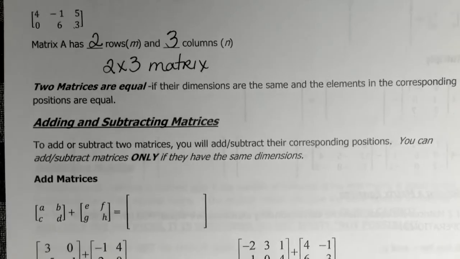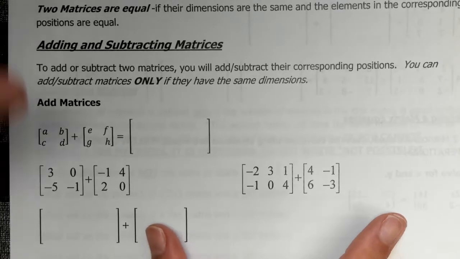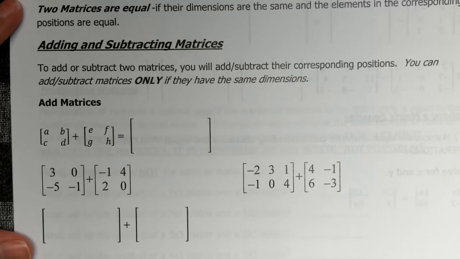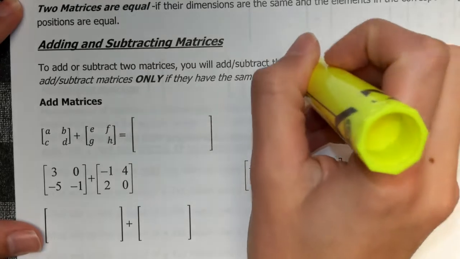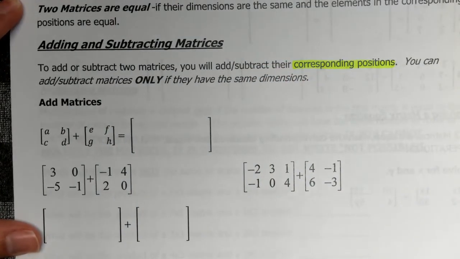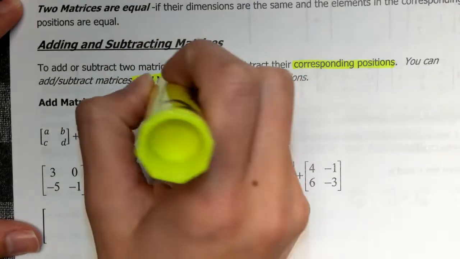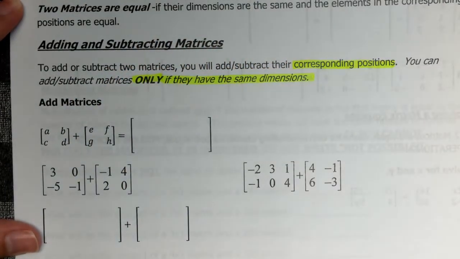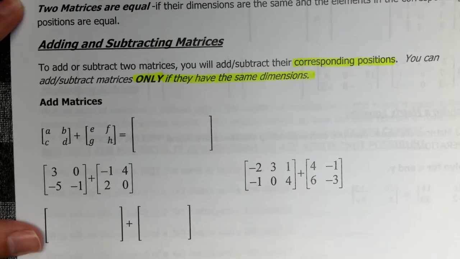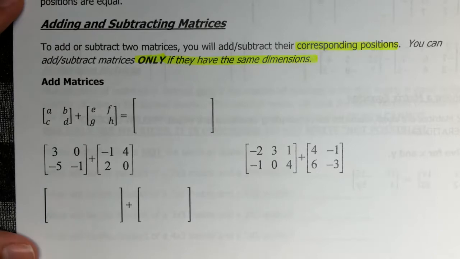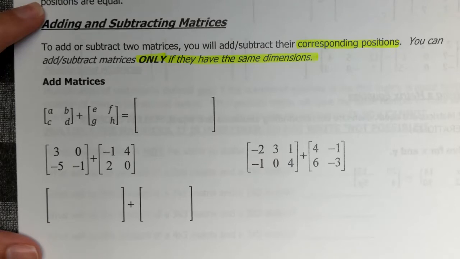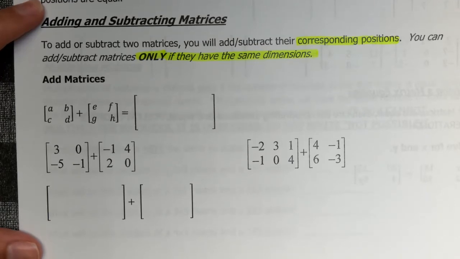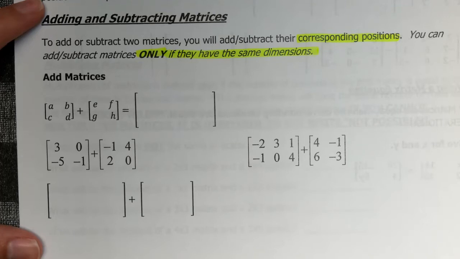Okay. To add, you have to have the same dimensions. So you're going to just be adding or subtracting basic numbers in their corresponding positions. And you can only add or subtract if they have the same dimensions. So a 2 by 2 and a 2 by 3 is not possible. A lot of this first part you can do in your head and you don't need to write it out like I write it out, but I'm going to do that just so that you can see. That way you're not making simple mistakes.